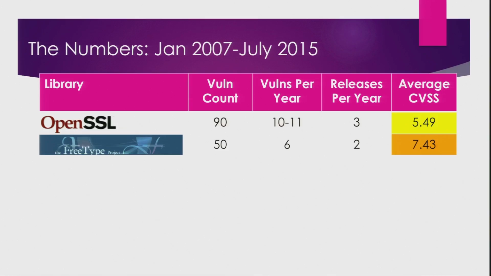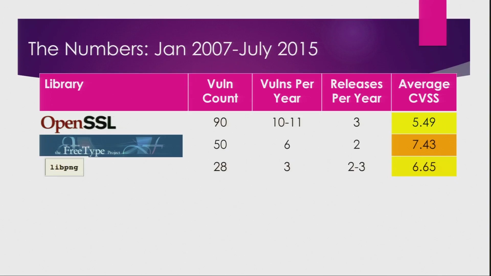FreeType, they had 50 vulnerabilities. FreeType is notorious for silently patching, though. So yeah, they had 6 vulnerabilities per year that are publicly documented, but they actually have more than that. They average 2 releases per year, and they are on no sort of schedule whatsoever. So it's not like Java or Adobe, where you know it's coming out on the 2nd Tuesday of the month or the 1st Tuesday of the quarter. It's just whenever they're ready. We've got a bunch of fixes, let's ship it. And so you can't plan for that. You can't schedule it in your work cycle. And their average CVSS is 7.43. A number of their vulnerabilities tend to be remotely exploitable due to malformed fonts.